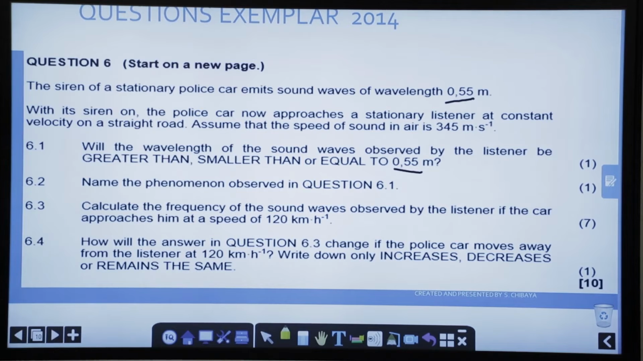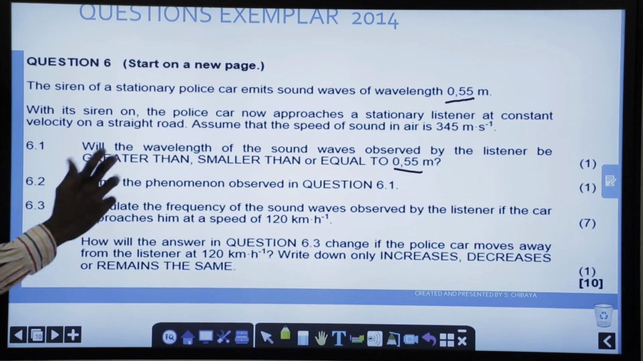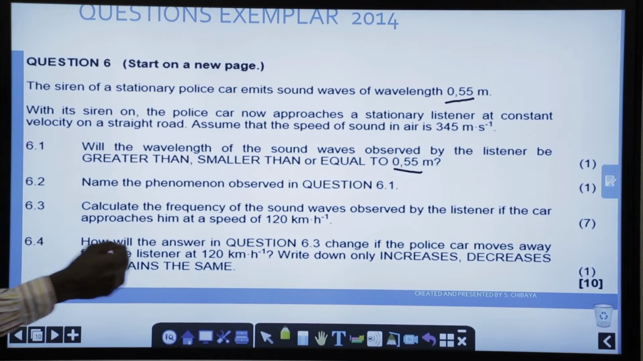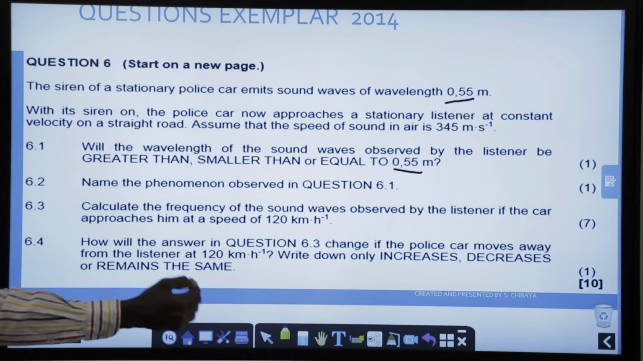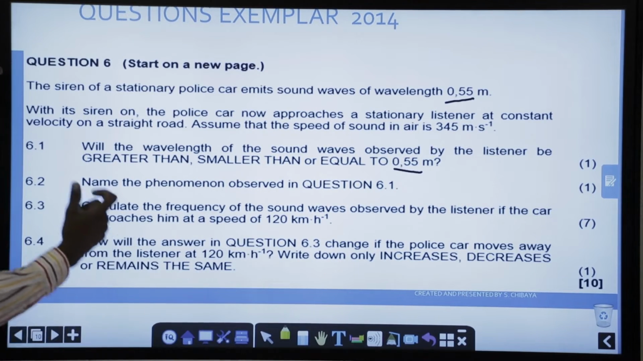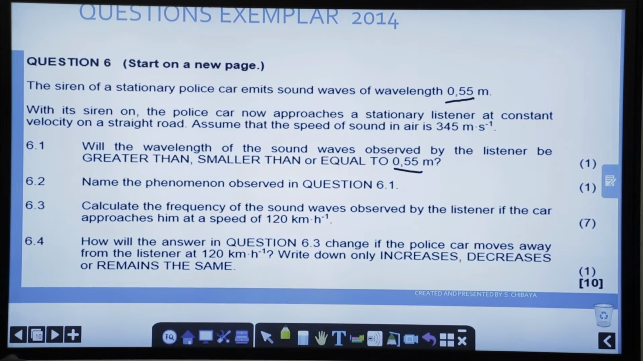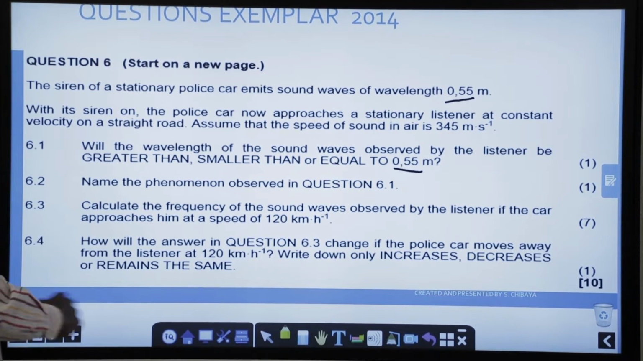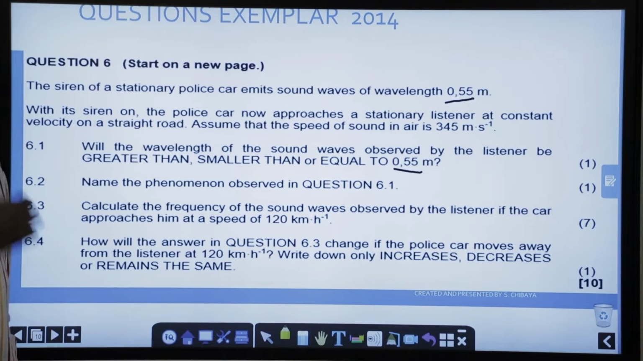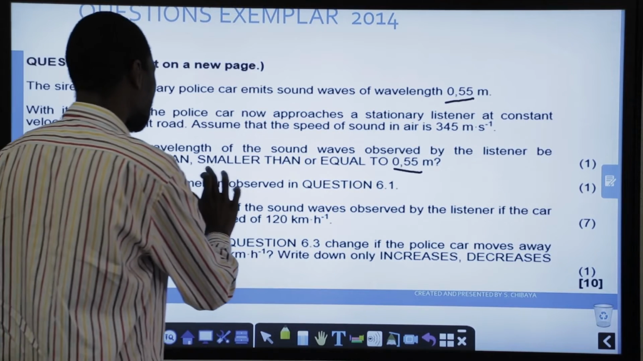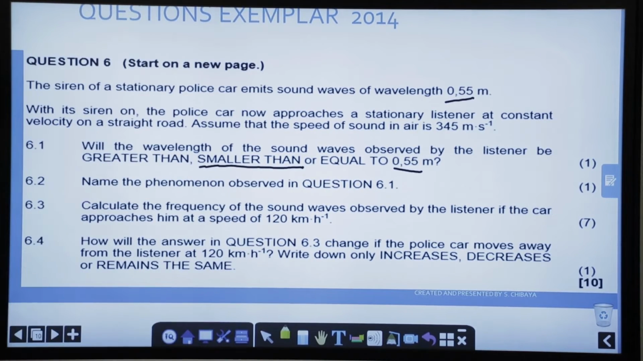0.55 meters here represents the wavelength. What do we know? We know that the police car is approaching a stationary listener. You can go back to the diagram and look at the stationary listener being approached. What's happening to the wavelength? Is the wavelength increasing or decreasing? Think about it. Do you have an answer? Absolutely, it is going to be smaller than.